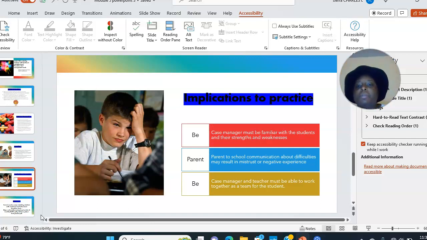So implications to practice. Case manager must be familiar with students and their strengths and weaknesses. And I say that this is an implication because, as someone who has dealt with EBD students, not just anyone can walk right in and be like, hey, how are you? How was your day? Because they're just not going to communicate with that person. They don't know that person. They don't understand that person.